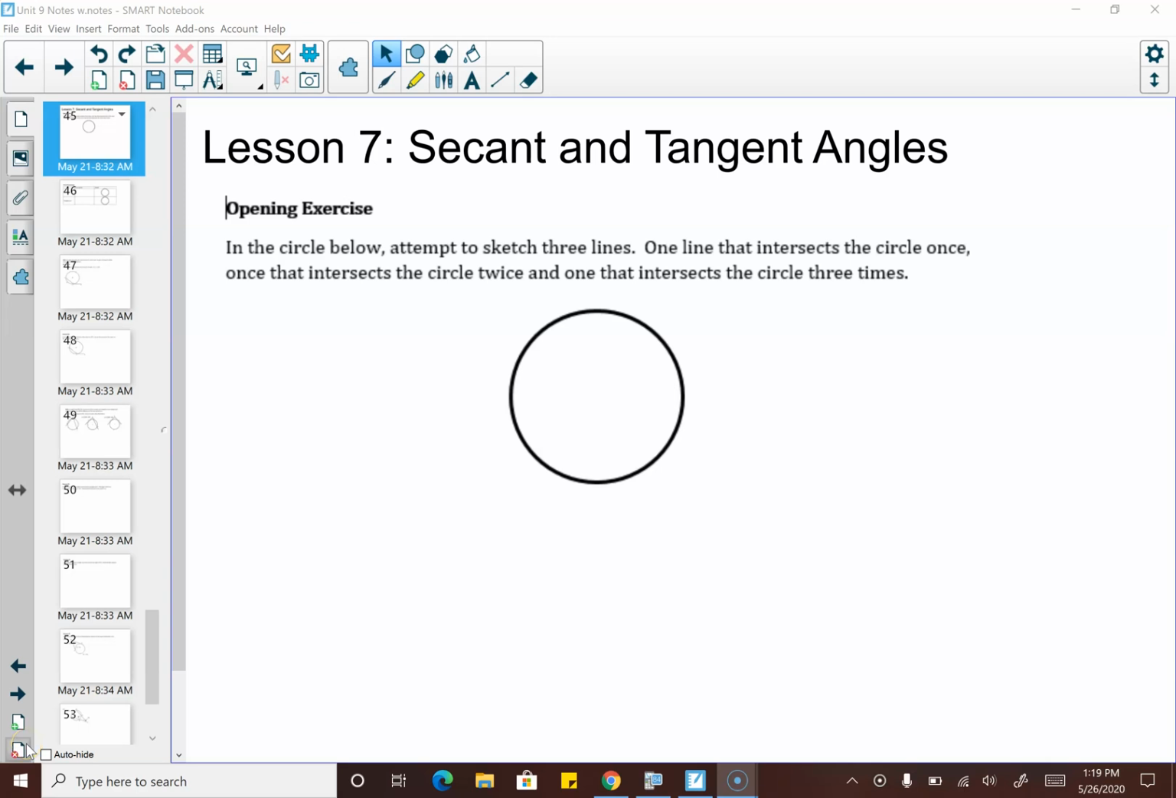So for lesson 7, we're going to look at some new angles that are formed by two new lines that we haven't talked about yet, which are secants and tangents. The opening exercise: in the circle below, attempt to sketch 3 lines. One line that intersects the circle once, one that intersects the circle twice, and one that intersects the circle 3 times. So we can do, very simply, there's an intersection of 1 time.